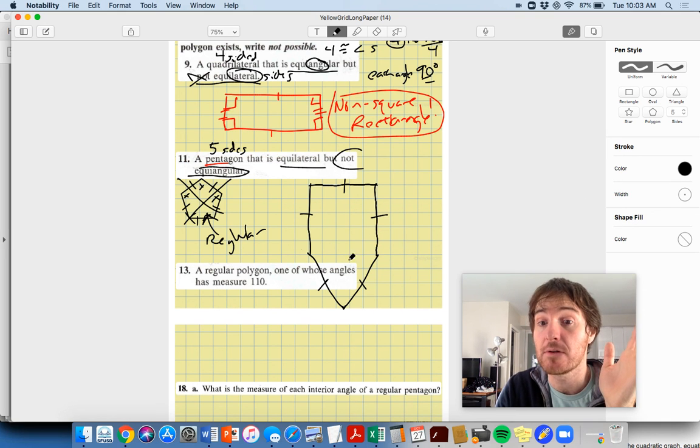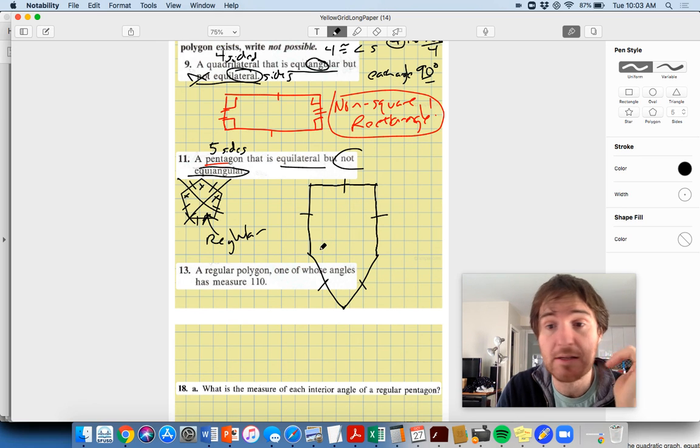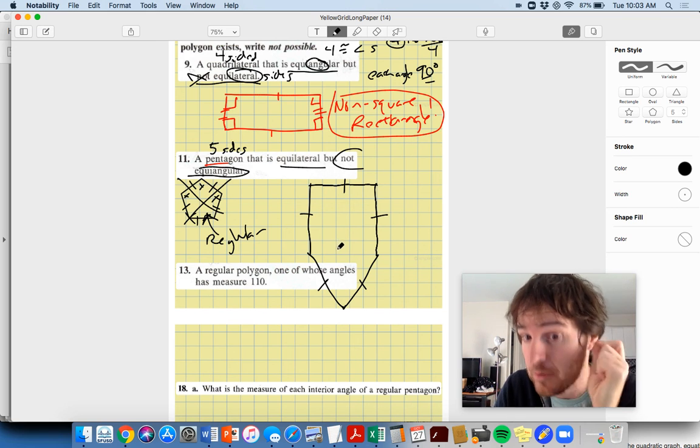Sorry, this is definitely equilateral, right? Lateral, angular. There's a lot of words. You got to keep up in geometry. Focus on the language here. It is equilateral because all the sides are the same.